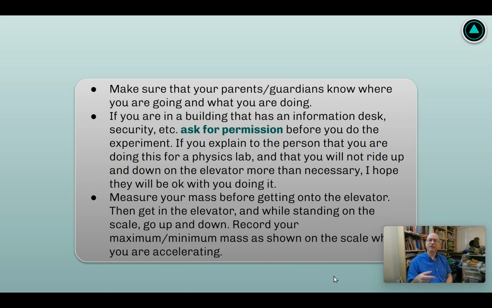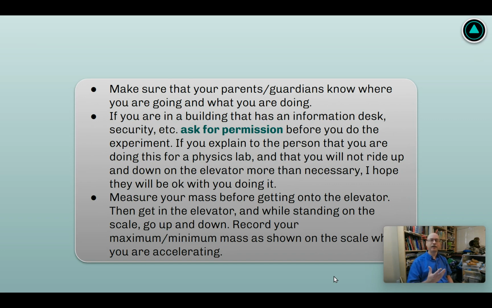There's even some people that have gone to do the lab where the security guard type person has said, can I come and watch? And they've included pictures of them with the security guard on the elevator. Maybe ask the security guard if they want to be the person that stands on the scale and becomes your test mass, as long as they have a positive self-body image and all that sort of stuff. So consider that, just be polite and make sure that the individuals that you might be interacting with while doing this are aware of what you're doing, because it is for a legitimate reason.